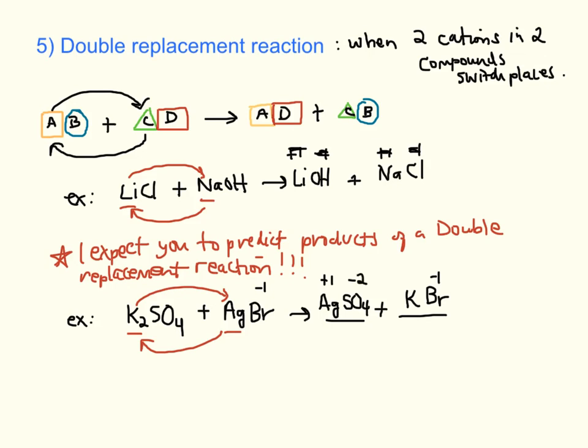Sulfate has a -2 charge, and potassium has a +1 charge. So if we look at the two formulas, silver and sulfate, there should be two silvers bonded to our one sulfate. And then our potassium and our bromine have exact opposite charges, so we just need one of each of those.